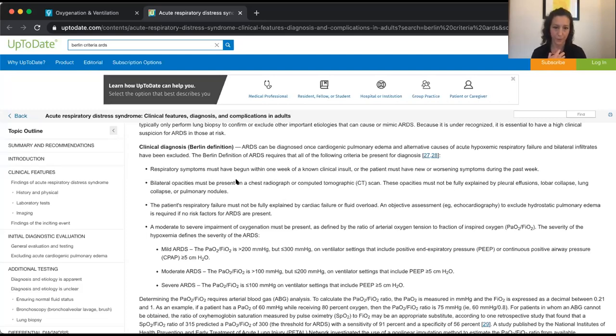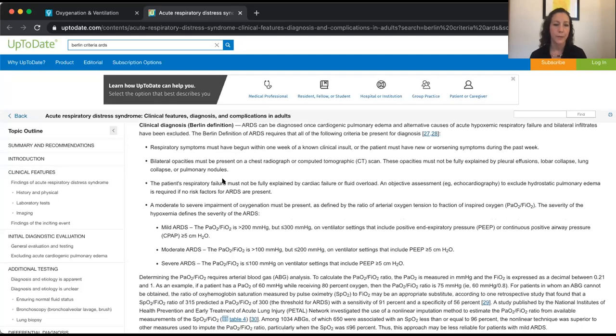So these are opacities that are not from effusions or CHF. The patient's respiratory failure must not be explained by cardiac failure, so not CHF. And then you have moderate to severe impairment of oxygenation. The problem in ARDS is oxygenation, okay? It's defined by the ratio of arterial oxygen tension to the fraction of inspired oxygen, the P to F ratio. This is what Dr. Banguti was mentioning. Dr. Pollan says the P to F ratio is less than 200. We have to have the PaO2 to calculate the P to F ratio. The PaO2 comes from an arterial blood gas, right?